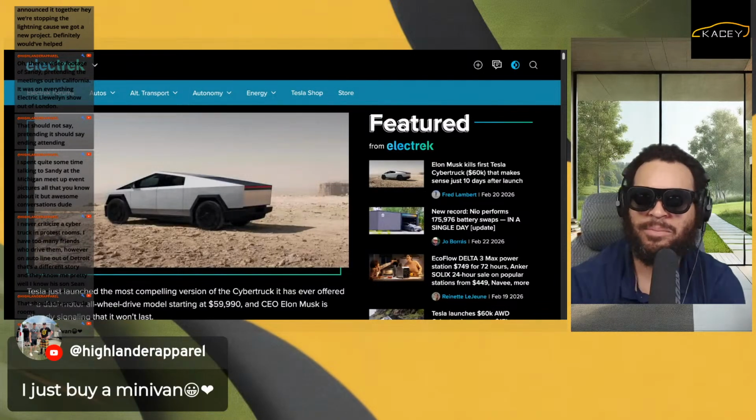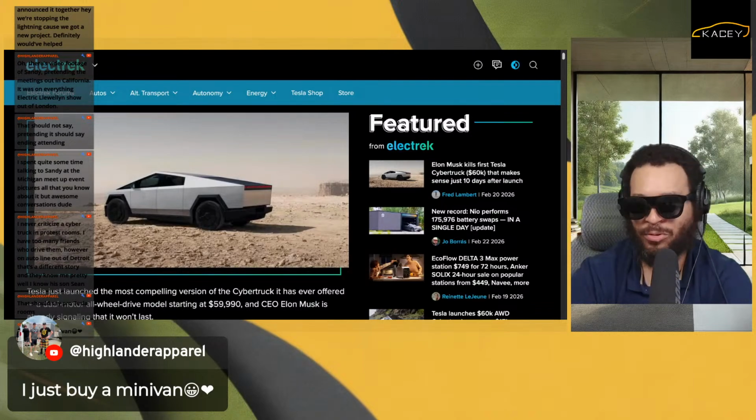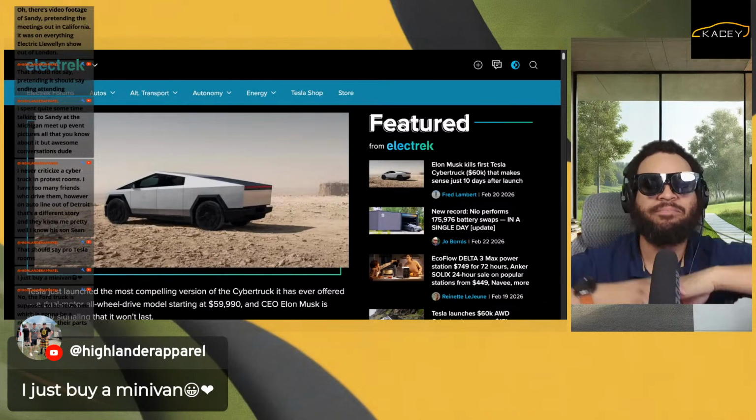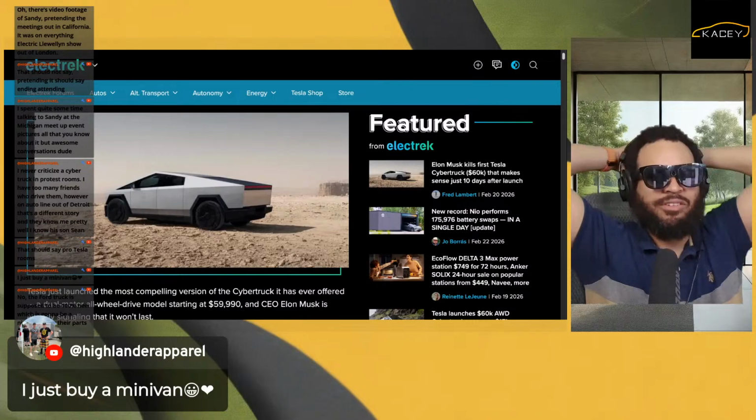Just buy a minivan. Yeah, I want them to make a minivan or a macro van, as the case might be, with the robo van.